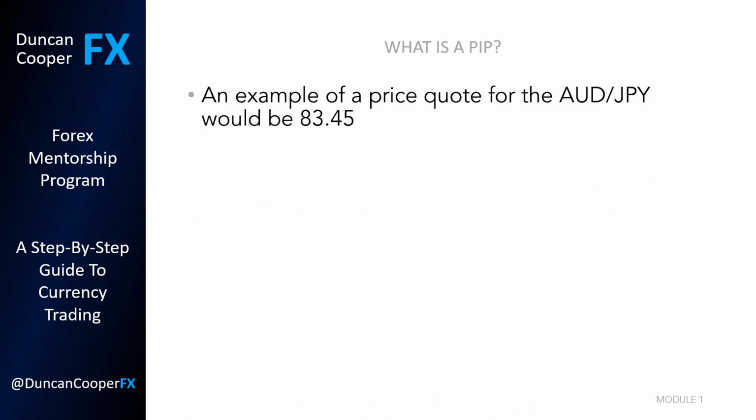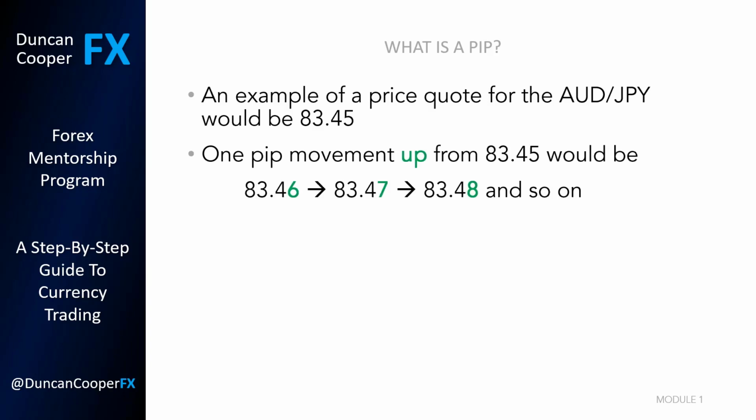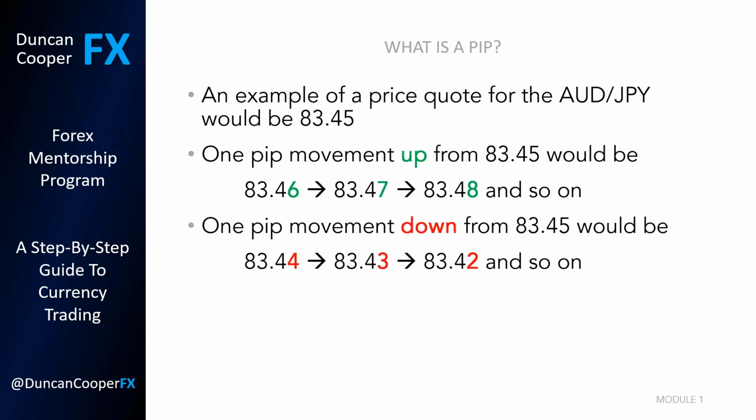An example of a price quote for the Australian dollar to the Japanese yen would be 83.45. One pip movement up from 83.45 would be 83.46, 83.47, 83.48 and so on. One pip movement down from 83.45 would be 83.44, 83.43, 83.42 and so on.